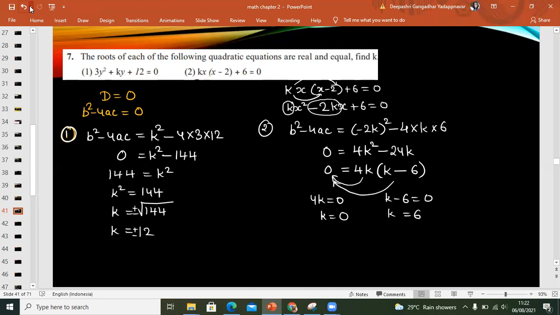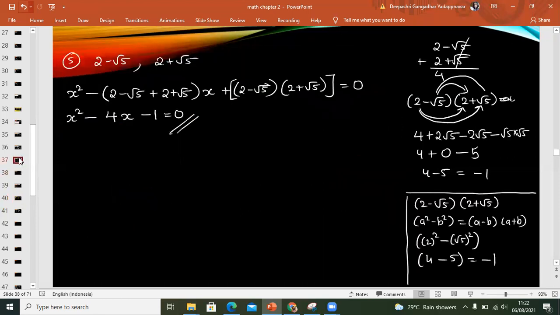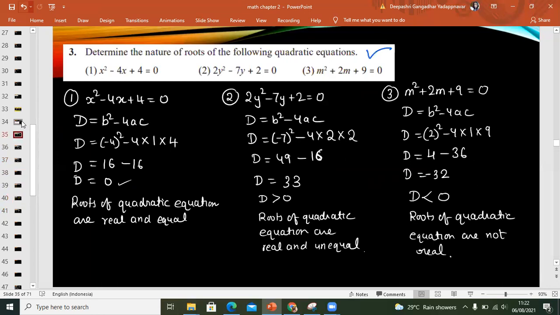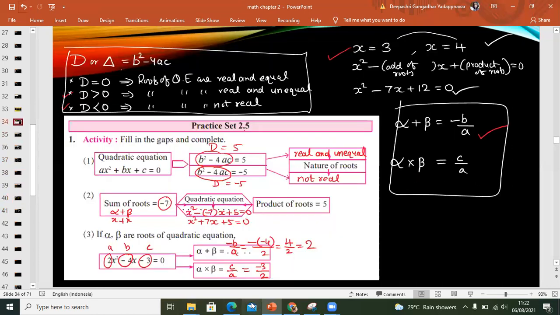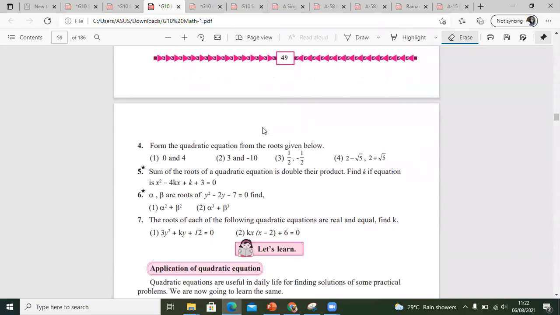So some questions are solved here with a different approach. We can always try a different approach to solve some questions. As long as it is mathematically correct, there is no problem in approaching in a different way to solve any question. So here we have completed practice set 2.5, that is 1, 2, 3, 4, 5, 6, 7.